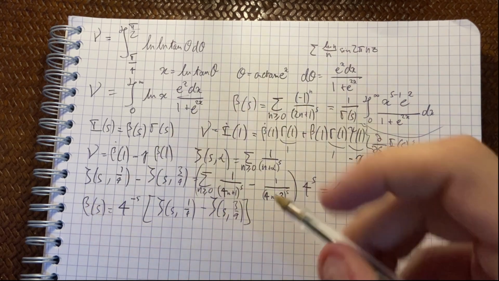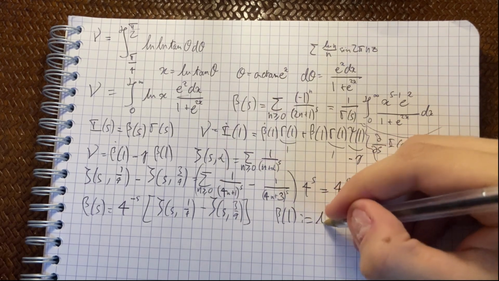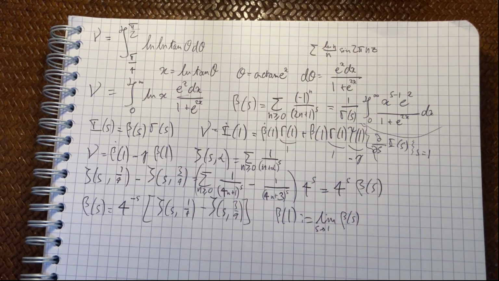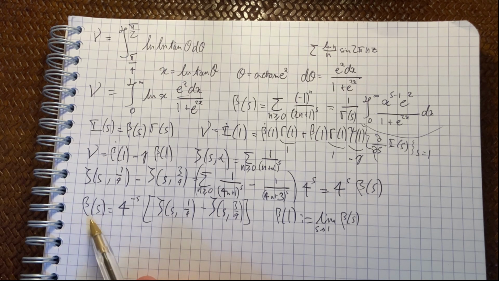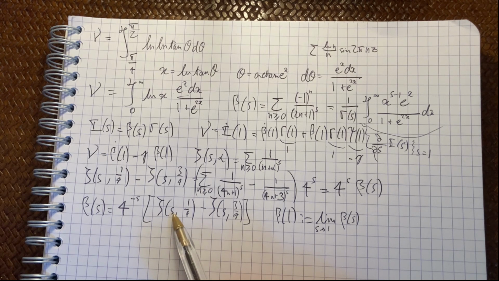And we need the case beta 1, which is the limiting case s goes to 1 of beta s. Why? Because even though beta 1 exists, beta is a continuous function, we expressed it in terms of zeta stuff, which only exists if s is different than 1. Because otherwise, zeta s is a divergent series, so we need the limiting case.